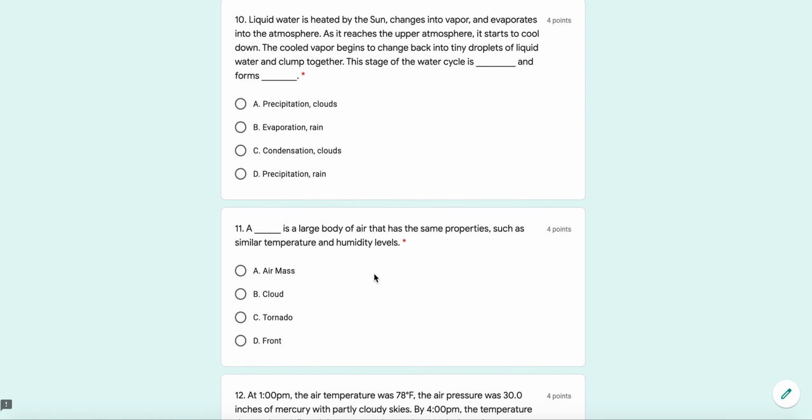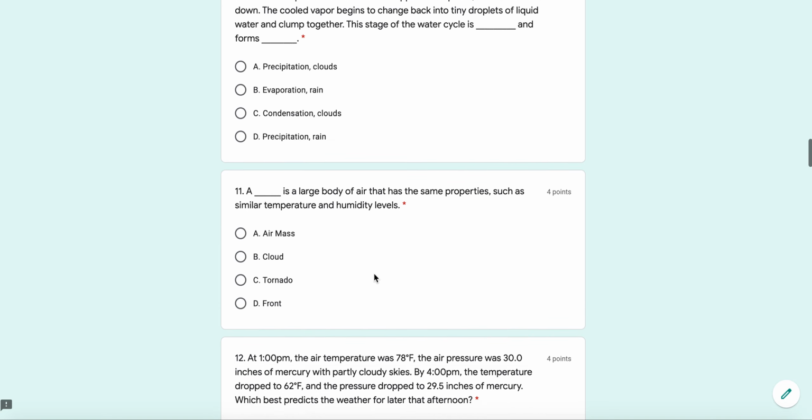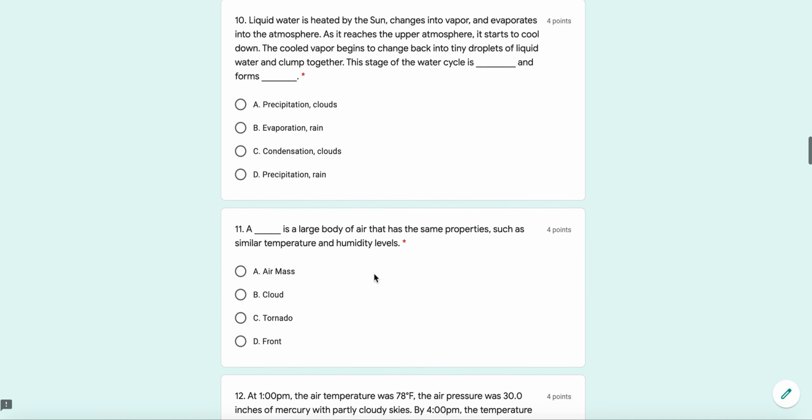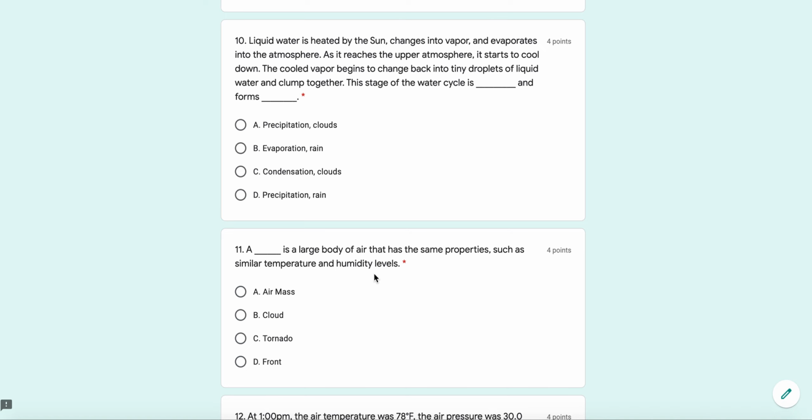Number 10, liquid water is heated by the sun, changes into vapor, and evaporates into the atmosphere. As it reaches the upper atmosphere, it starts to cool down. The cooled vapor begins to change back into tiny droplets of liquid water and clump together. This stage of the water cycle is a blank and forms blank. A, precipitation, clouds. B, evaporation, rain. C, condensation, clouds. D, precipitation, rain.